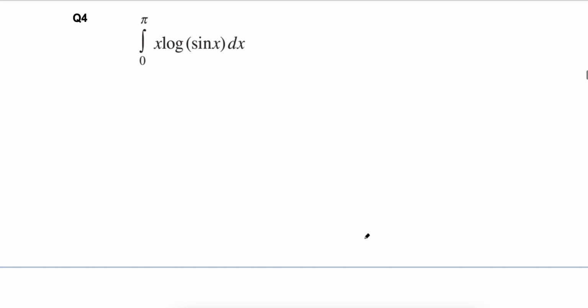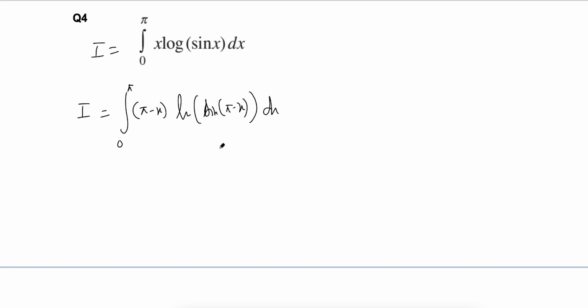What to do? We'll assume I. Since x is there, always try to think of the King formula. So I equal to, we can say, 0 to pi, x will be replaced by pi minus x, ln sin pi minus x dx. Correct? So I equal to pi into 0 to pi ln sin x dx minus x into ln sin x, that is the I. All of you able to understand that? So 2I equal to pi.